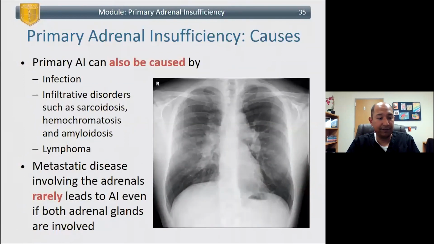Primary adrenal insufficiency can also be caused when you get a bad infection, or infiltrative disorders like sarcoid, hemochromatosis, even amyloid, and unfortunately even lymphoma. Right here, I put some bilateral hilar fullness, and with the right history and right physical, this could be a sarcoid patient. Metastatic disease involving the adrenals rarely leads to adrenal insufficiency, even if both glands are involved, just to mention that.